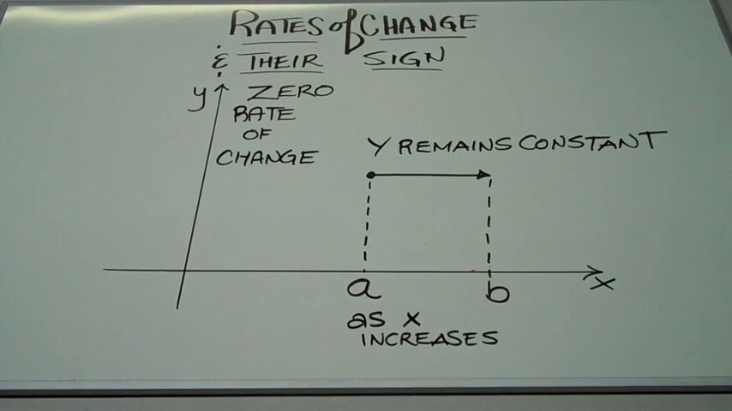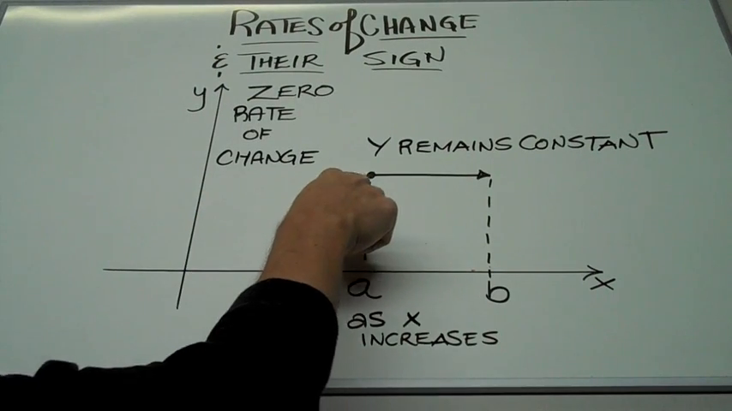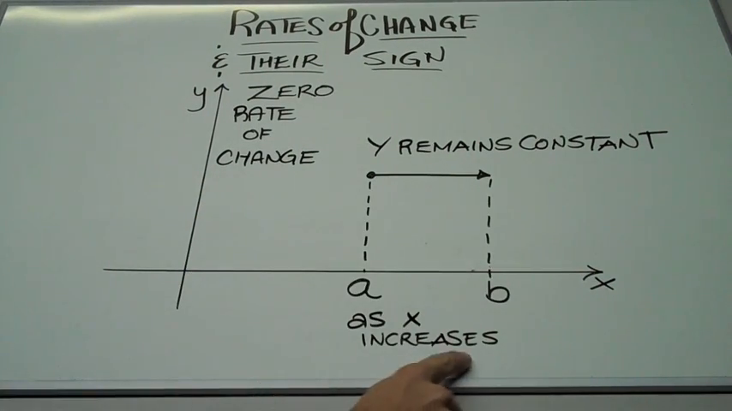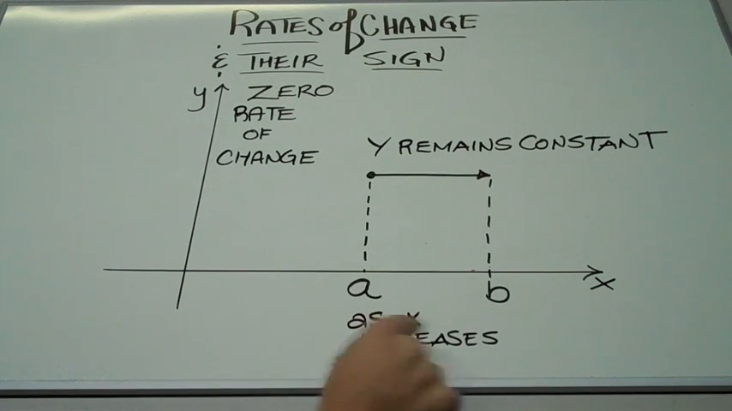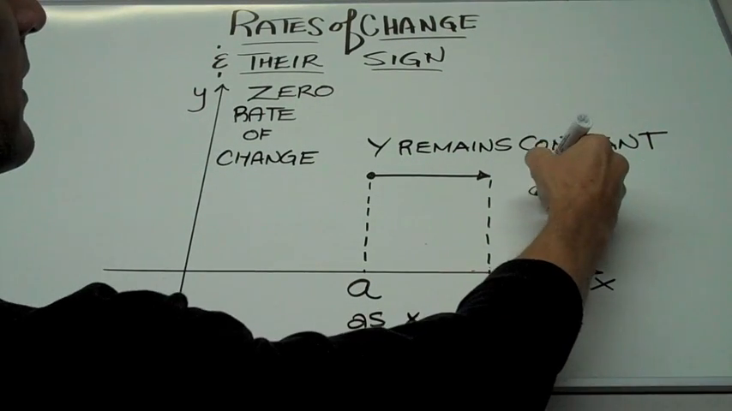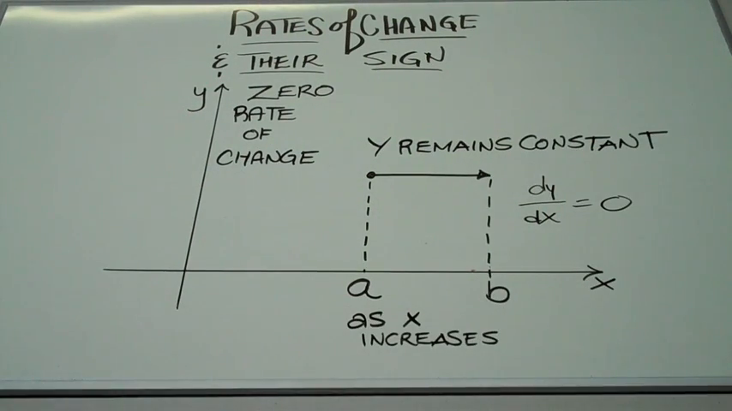We've just talked about positive rates of change and negative rates of change. Here's our third case, 0 rate of change. We see y remains constant as x increases. So we're not having any fluctuation vertically as x increases. This is 0 rate of change, and dy dx is equal to 0.